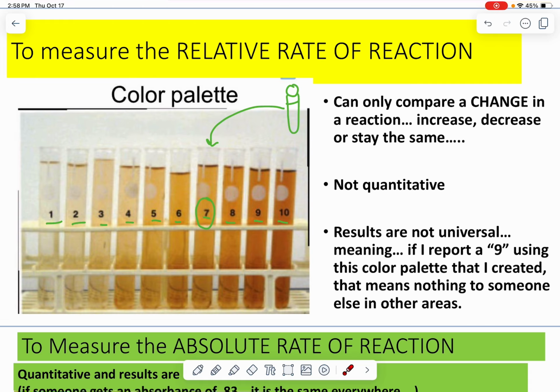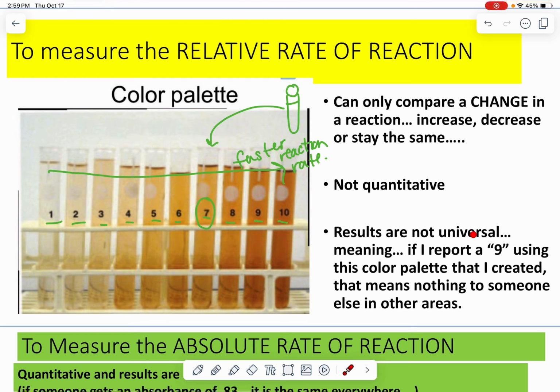But if you're recording a 7 on this color palette, okay? It is quantitative in that I'm giving it a number, but it's only relative. So you might have one reaction that's a 7 and another one that's a 10. And using this same color palette, you can tell this had a faster reaction rate than the 7, right? So this is going to be a faster reaction rate, the darker it turns, the darker brown. So you can tell in your own experiment just relative to each other, but that doesn't mean anything.